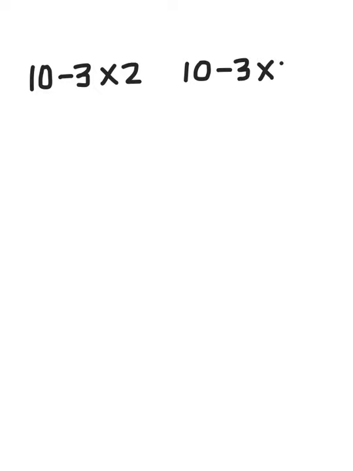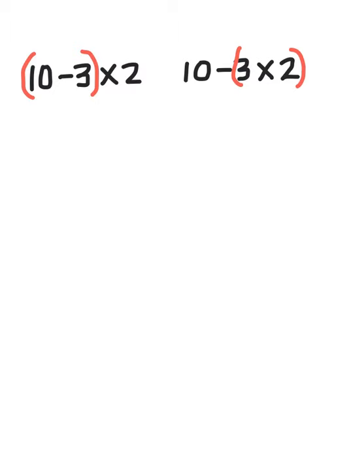Let's start with 10. Let's do 10 minus 3 times 2. Then let's write it again. 10 minus 3 times 2. Now we're going to put the parentheses around different parts of the problem. First, we're going to put them around 10 minus 3. And in this problem, we'll put the parentheses around 3 times 2.